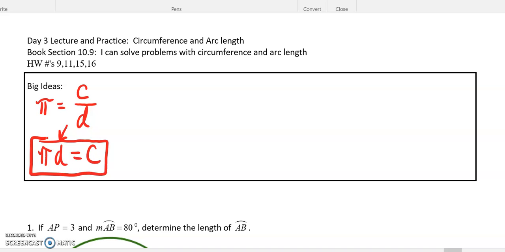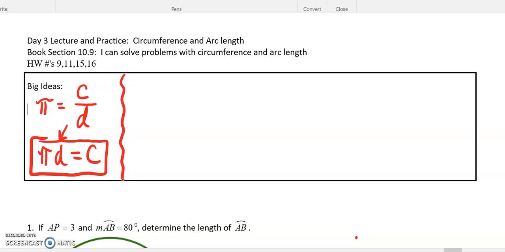In all of the problems coming up, you're going to notice that I'm going to leave pi in my answer. I'm going to have answers like 12 pi, 3 pi, because that's exact. Pi is an irrational number. It goes on forever. And I'm not going to approximate here. I'm going to leave answers exact.